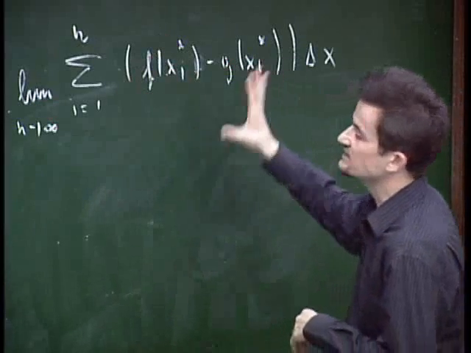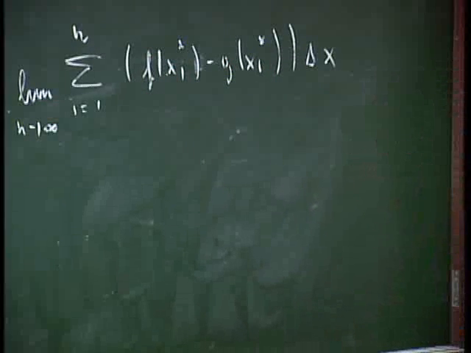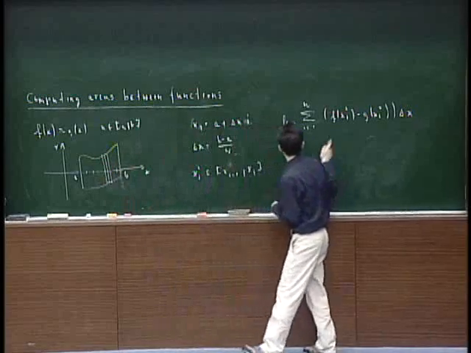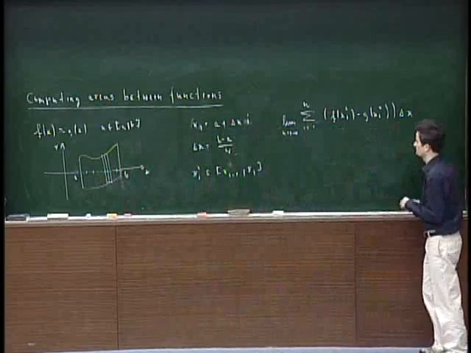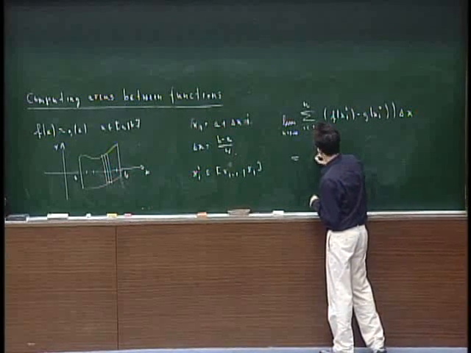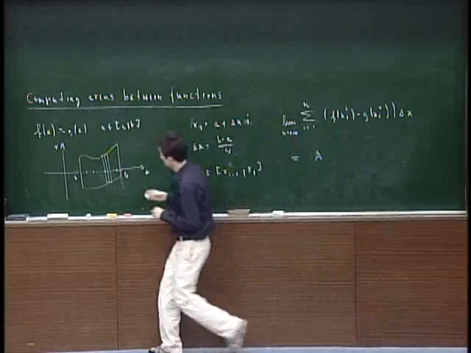But if this limit here exists and it's independent of the choice of the sample sequence, we will define the area here, which you see, by the value of this limit. So we will define the area of this domain here.